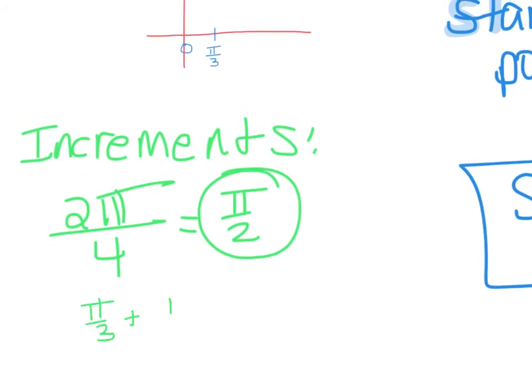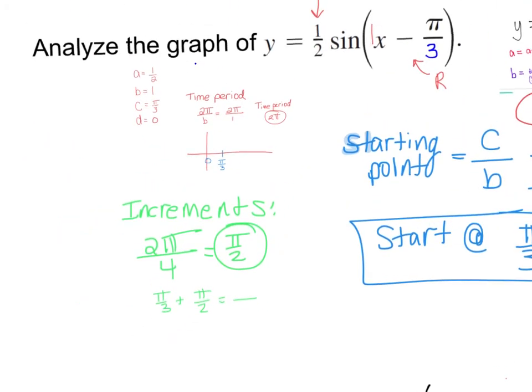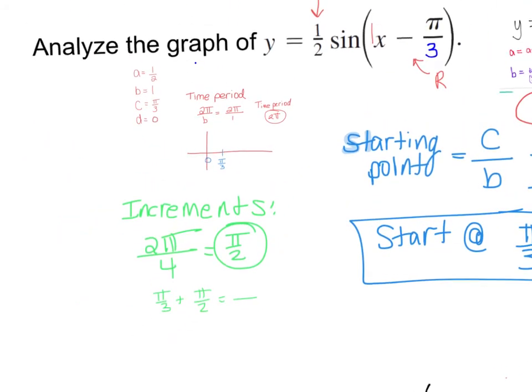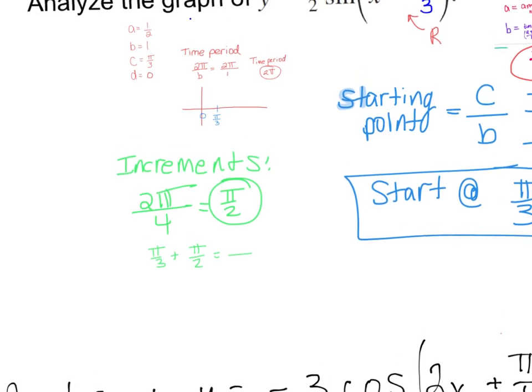Wait, how did you find the increment again? You take the time period, which was 2 pi, and divide it into 4 pieces. Oh, okay. So to find the next tick mark, I'm going to take pi over 3, and I'm going to add pi over 2 to it.